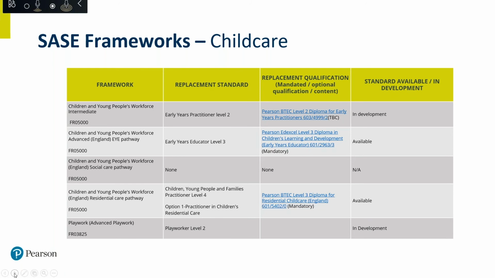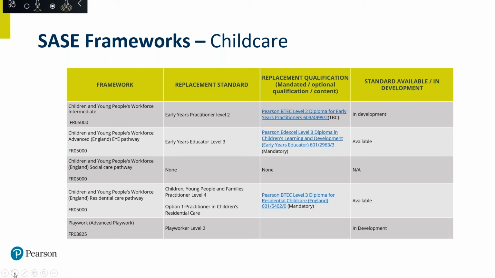Moving on to childcare. Children and young people workforce intermediate framework that was available. There is a transition available, or will be available, I should say, because it's still in development, which is the early years practitioner level 2. The qualification, which from last September was required for all level 2 students to do, is the BTEC level 2 diploma for early years practitioner, because it meets the DFE criteria for all the level 2 students to be counted in ratios. So that qualification meets the DFE requirements, and we are led to believe that that's the qualification that will be in the apprenticeship standard.